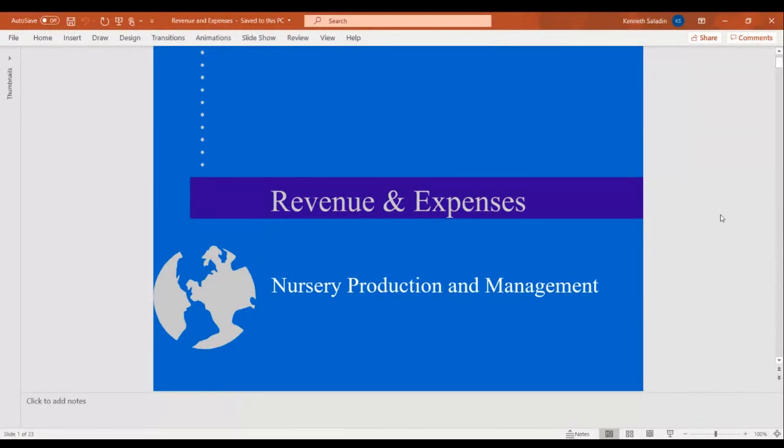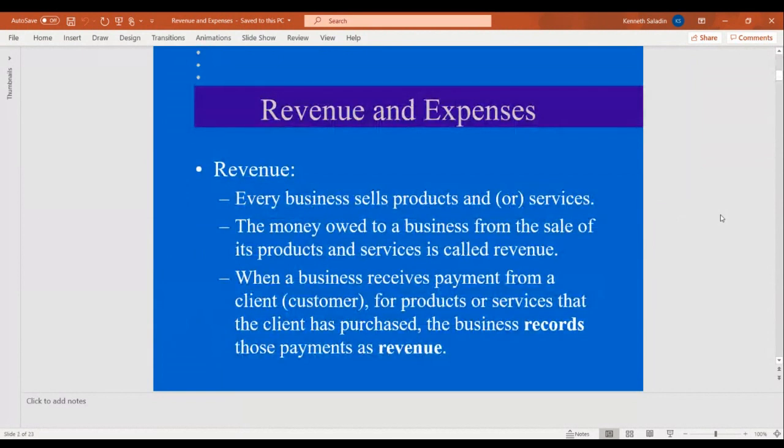So revenue and expenses. Let's start out by defining what revenue is. Every business, whether it's a wholesale nursery or Apple Computer, has certain products or services that it's going to sell. So in the nursery business, a product that we may grow could include a Baldwin burlap or container grown tree.